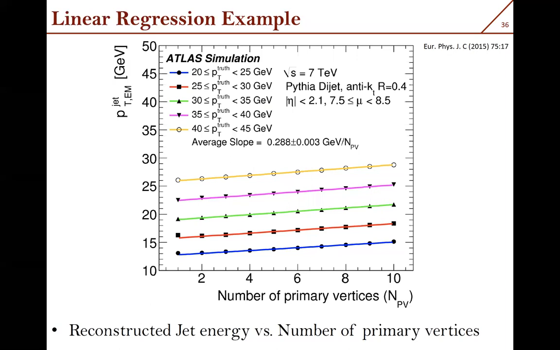You want to use the linear regression method to find out the functional dependence. Here you see the pT of the reconstructed jet energy, basically the transverse energy, and the EM, that is the electromagnetic component of that, as a function of the so-called primary vertices. This is an example from ATLAS, where the linear regression technique has been used, and one gets this average slope, as you see in this expression.